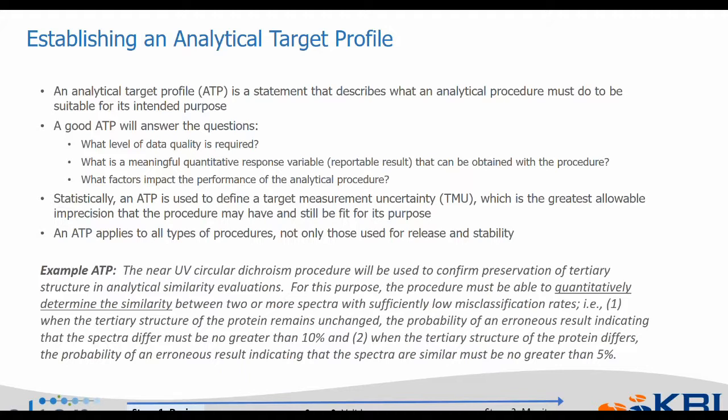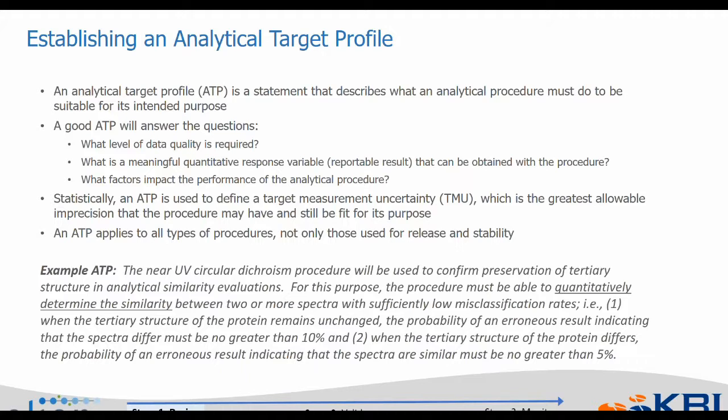We go on to say, for this purpose, the procedure must be able to quantitatively determine the similarity between 2 or more spectra with sufficiently low misclassification rates. What do I mean by that? First of all, when the tertiary structure of the protein remains unchanged, the probability of an erroneous result indicating that the spectra differ must be no greater than 10%. And number 2, when the tertiary structure of the protein differs, the probability of an erroneous result indicating that the spectra are similar must be no greater than 5%.